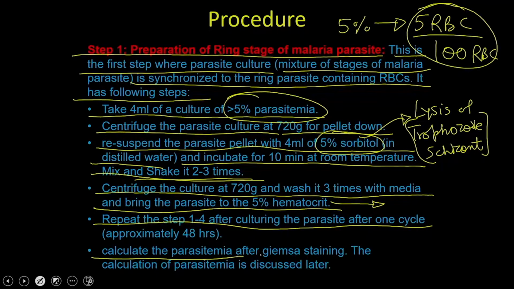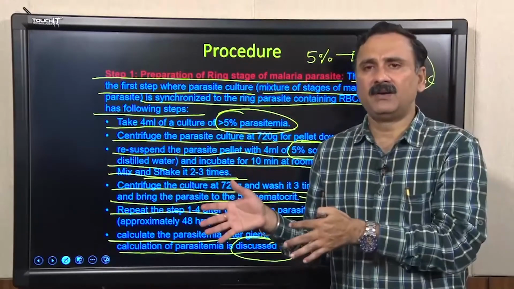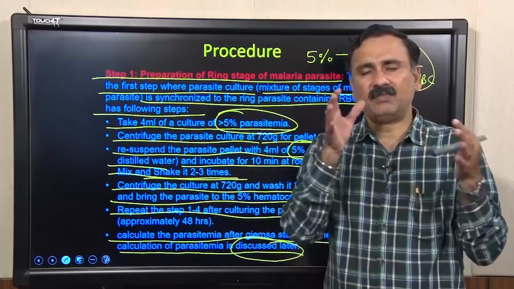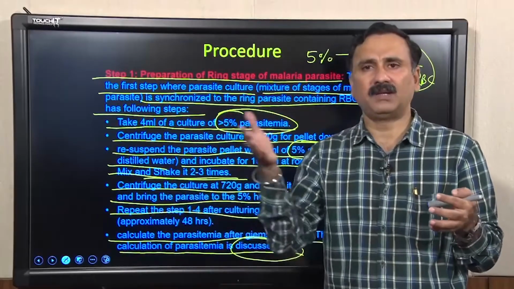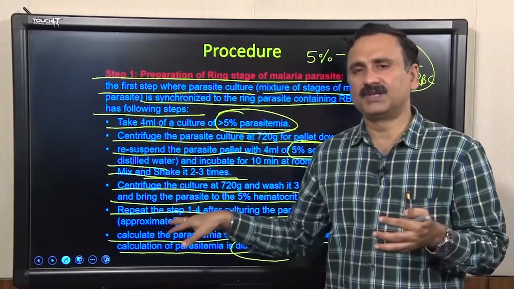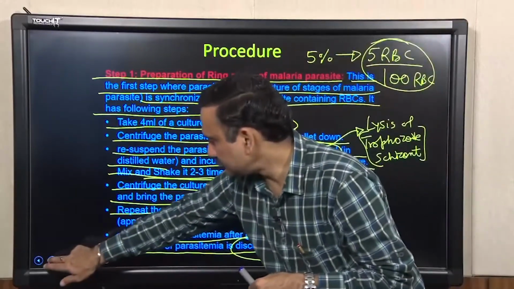Then you calculate the parasitemia after the Giemsa stain. The calculation of the parasitemia we are going to discuss, so you do not have to worry. Parasitemia means the number of parasite-containing RBCs out of 100 RBCs, and we are going to discuss how to calculate the parasitemia in subsequent slides.